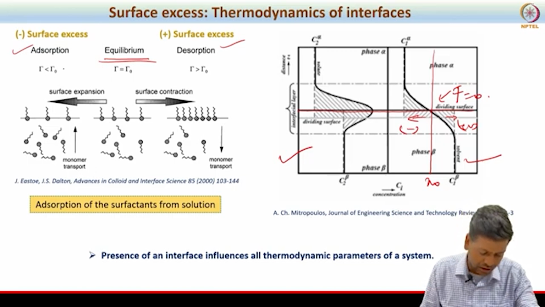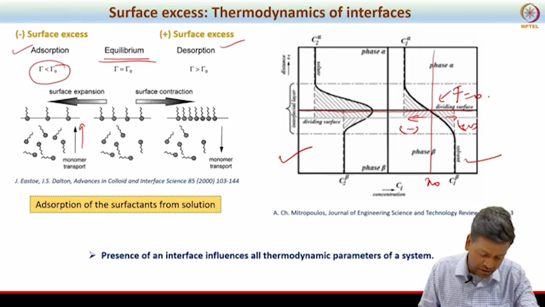If you look at the adsorption surface negative, if the concentration of surface excess of the molecules at the interface is less than the equilibrium surface tension, then you would expect monomer transport. The direction of the monomer transport will occur from the bulk to the interface. The movement of the molecules will be from the bulk to the interface until they attain equilibrium.